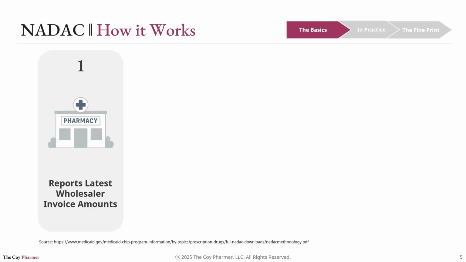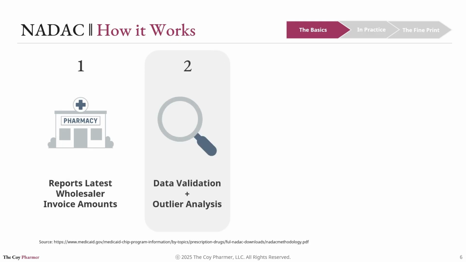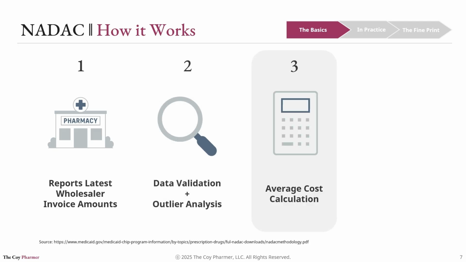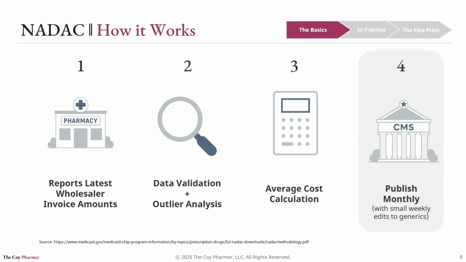Now we're going to talk a little bit about how NADAC gets set and how CMS monitors, evaluates, and publishes this particular index. As the first step in the process, the pharmacy reports the latest wholesaler invoice amounts. CMS hires a contractor to do data validation and outlier analysis on these reports received from pharmacies. For the remaining data points, they calculate an average cost for these products. Then finally, after all the calculations have been verified, they are made publicly available on the CMS website weekly, with most of the major changes coming in on the monthly update files.